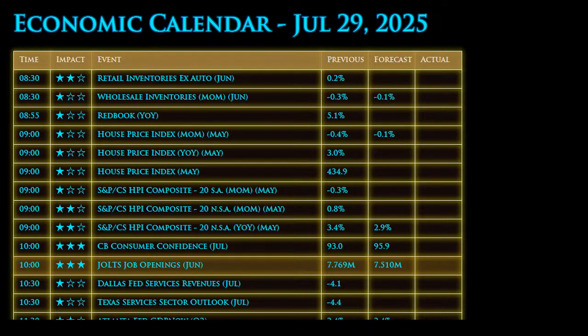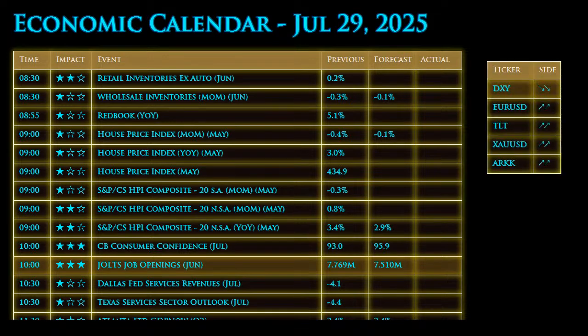Should the data come in shy of estimates? The dollar index is likely to decline as weaker labor demand lessens the prospects for Fed tightening in monetary policy. Euro may rise due to a weaker dollar amid disappointing labor market data, enhancing euro appeal.